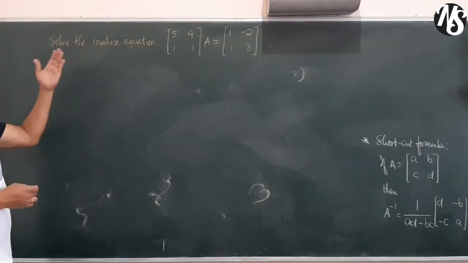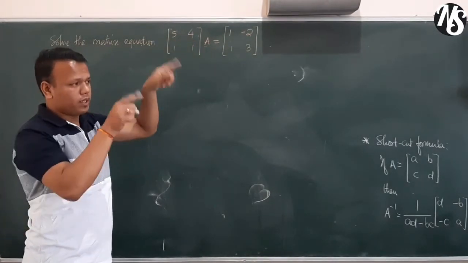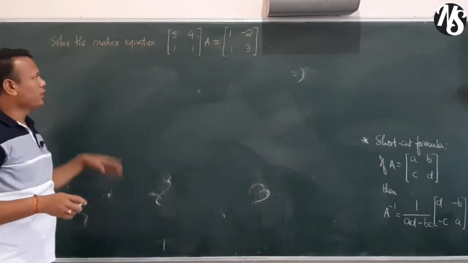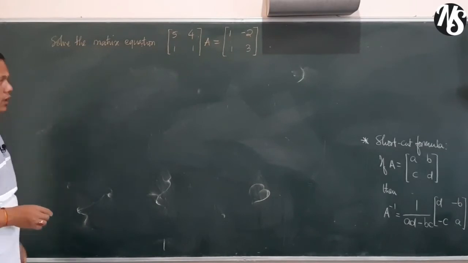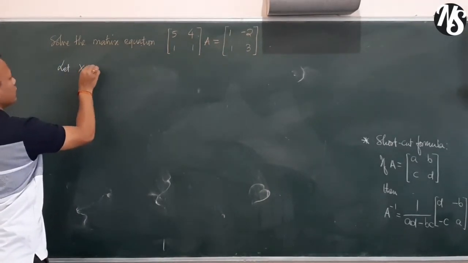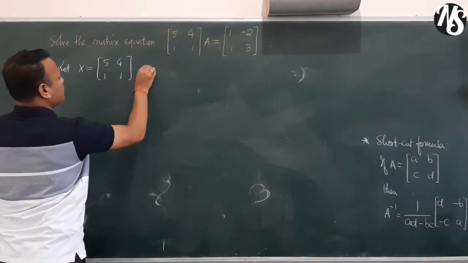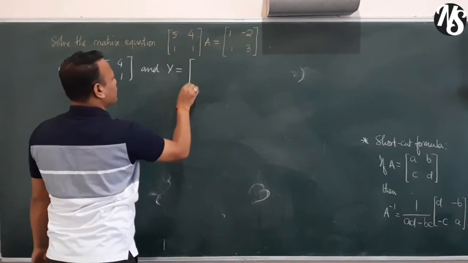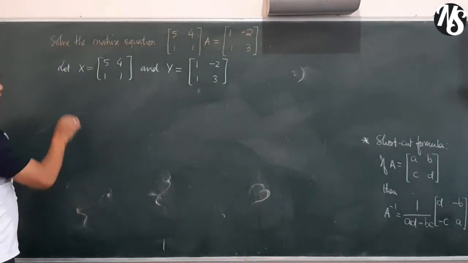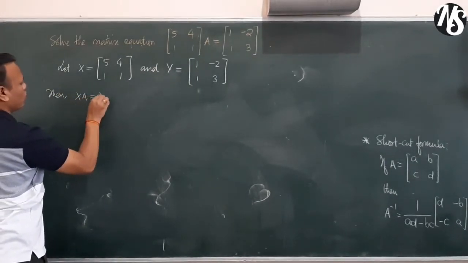So next question is, solve the matrix equation. Generally what we used to do is take A equal to a matrix with x, y or a, b, c, d, and solve. Here we will try to use the shortcut way. What I am going to do is call this X. So let X be this matrix 5, 4, 1, 1, and Y be this matrix 1, minus 2, 1, 3. If I do this substitution, then this is my X, so you get XA is equal to Y, isn't it?